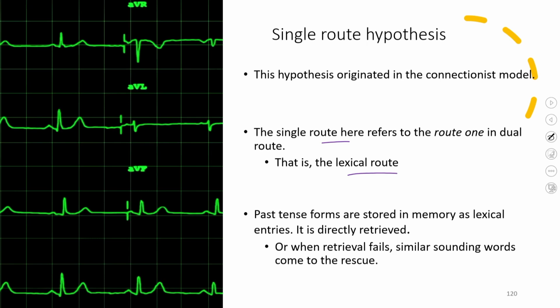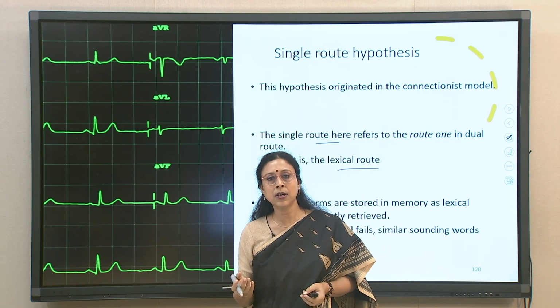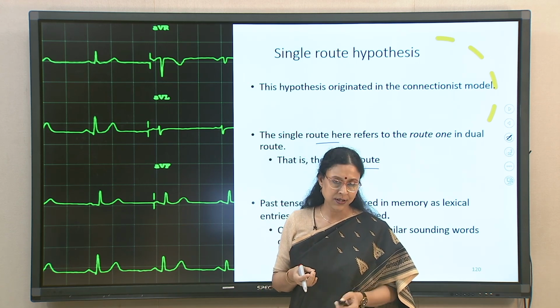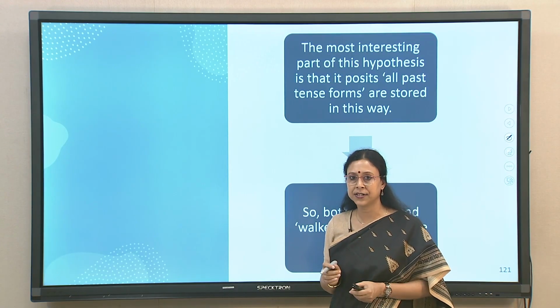So, what basically this means is that there is no need for a rule to be there in the first place. All the forms are stored as lexical entries, past tense forms or whatever forms. Whether they are irregular or regular, they are directly retrieved in the finished form. So, when the retrieval fails, similar sounding words come to the rescue like the older ones. So, you do not need to learn rules, look for the root and then apply the rule to the root to get your relevant form. That is not how this theory proposes. It says that all entries are lexical entries.